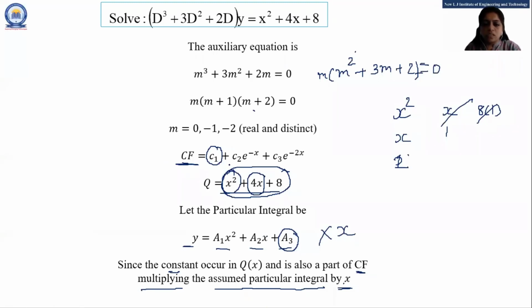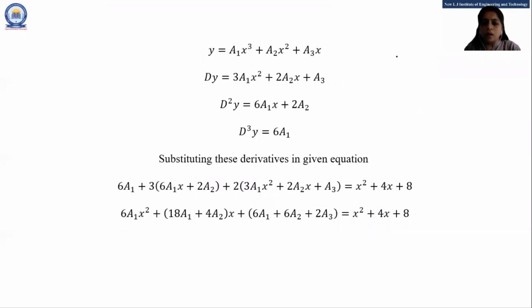In the CF there is a constant term, e raised to minus x and e raised to minus 2x. And the new assumed particular integral has x cube, x square and x. So all terms are different. So this is our final assumed particular integral. Got it everyone? Okay. Now the derivative of this y is dy, the second derivative is d square y, and the derivative of this d square y is d cube y.